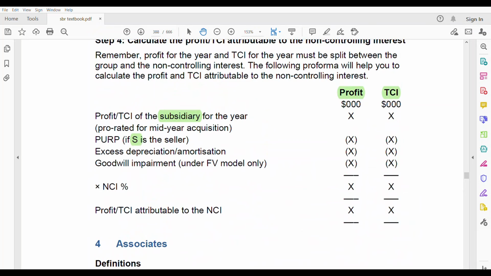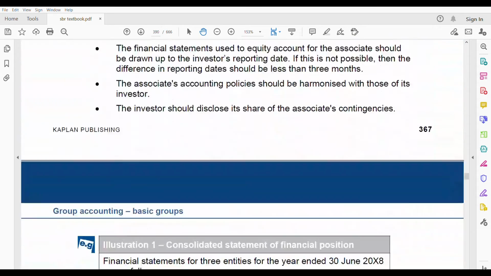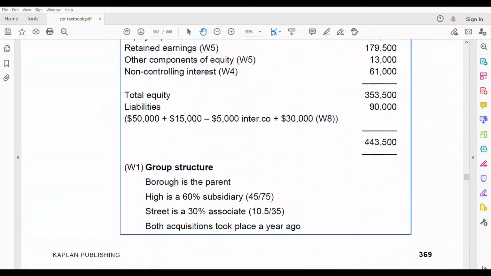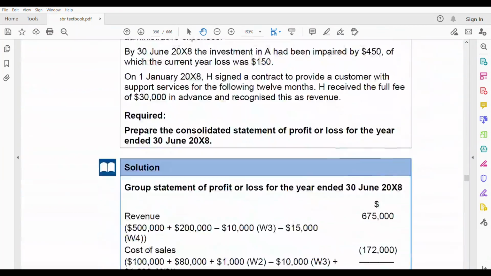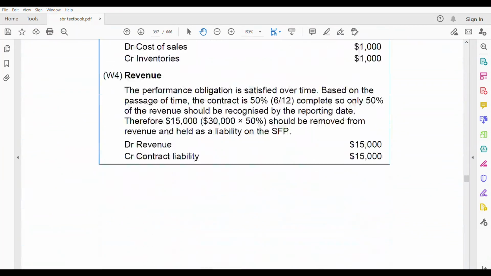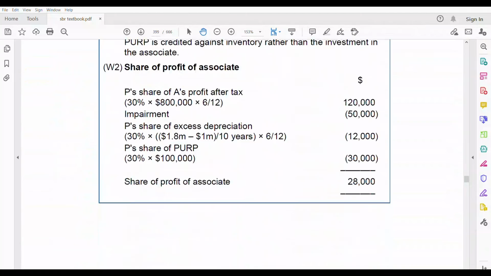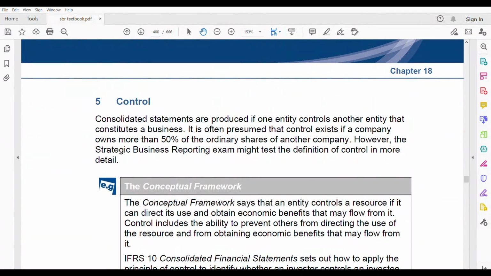So now let us go to the next thing, which is control. Associate, this is IAS 28. I will be covering it in IAS 28. I want to separate out the standards so it's easier for you to know how to deal with associates. Now let us go to control. This is the second aspect of IFRS 10.